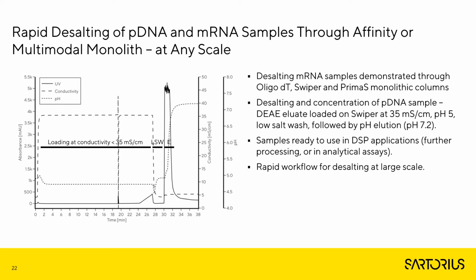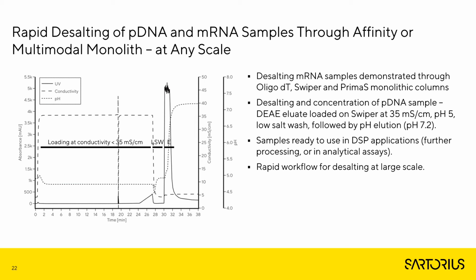And this gives us the ability to apply these three different columns to perform desalting of RNA samples at any scale, all the way from small scale laboratory work up to large scale manufacturing. So we can use chromatographic processes to do desalting in a much faster workflow compared to the use of, for example, buffer exchange to achieve desalting of a sample.